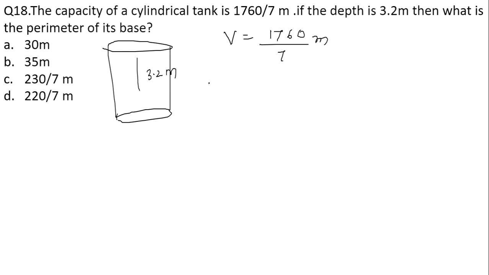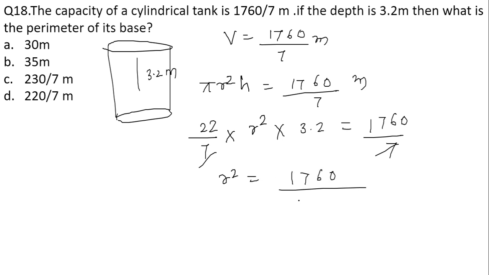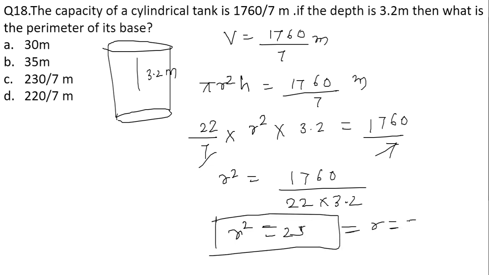Volume is nothing but pi r square h, which is equal to 1760 meter cube. We don't know the value of the radius, so we are going to find it out right now. 22/7 into r square into the height, which is basically the depth, that is 3.2, equals 1760/7. So 7 on both sides got cancelled. R square is equal to 1760/22 into 3.2. So the value of r square is going to be 25, and the value of r will be equal to 5.